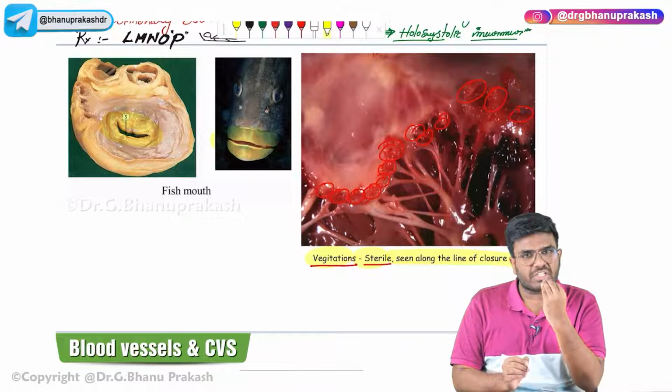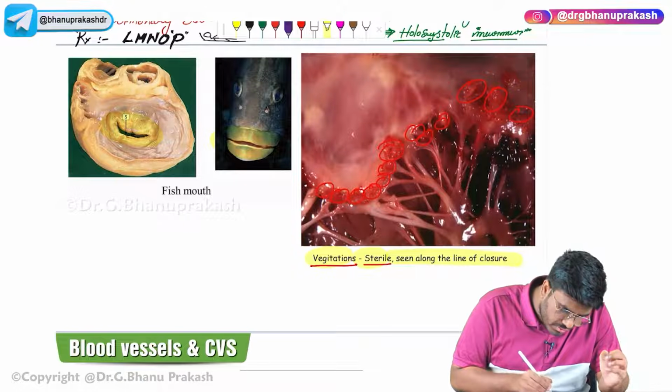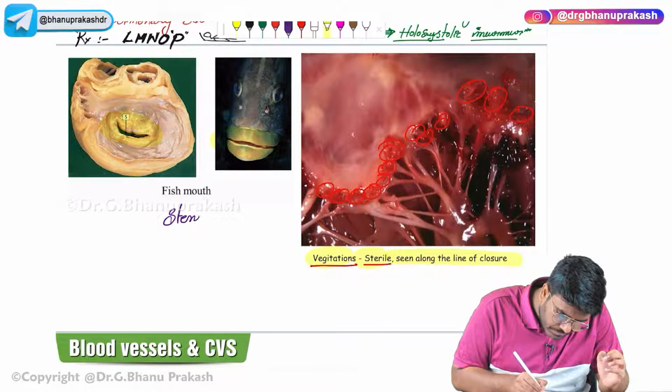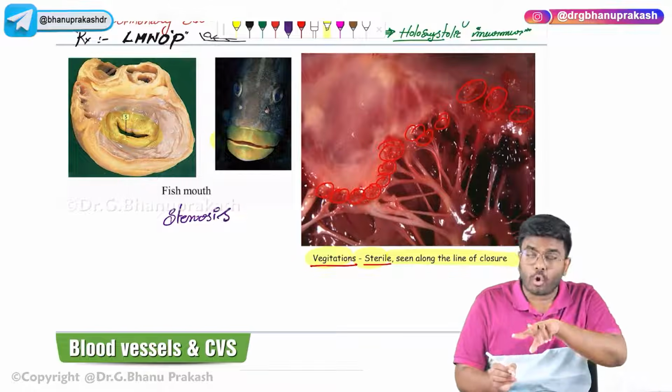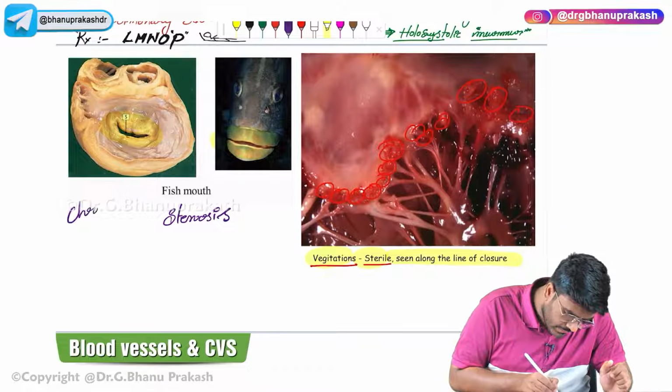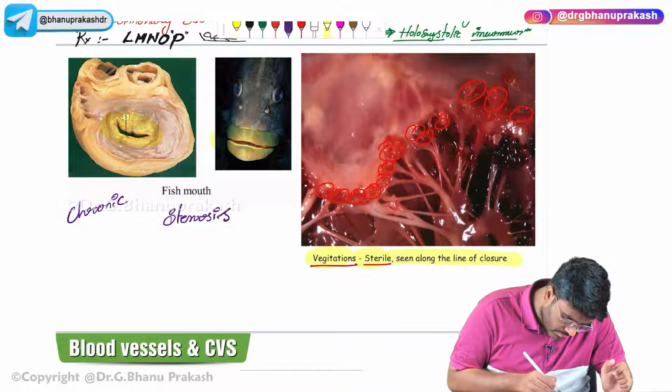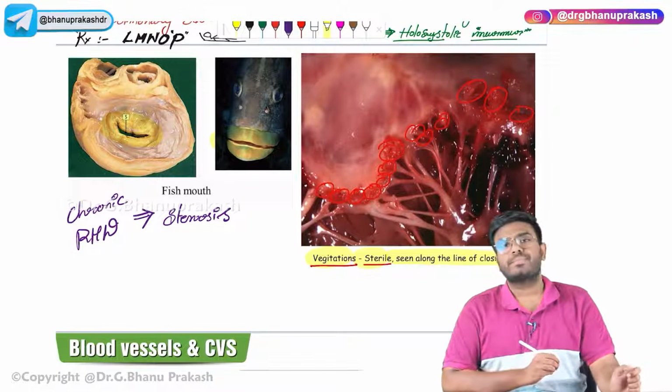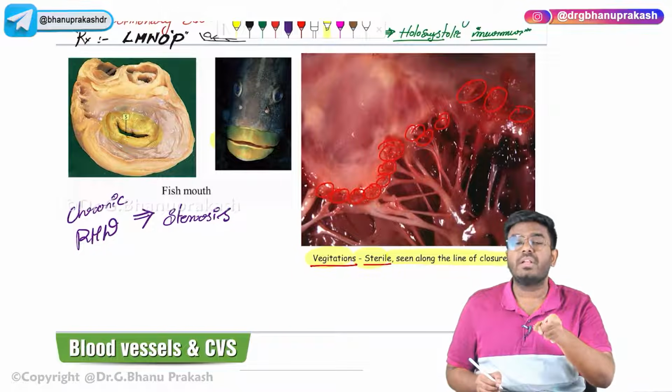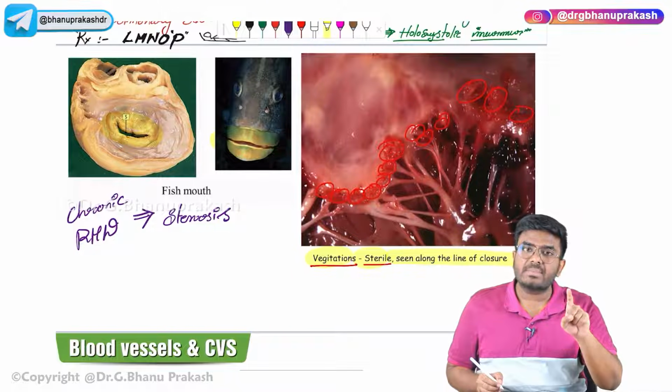It's looking like a fish mouth. It's stenosed. So there is fish mouth stenosis. With time, that is chronic rheumatic heart disease. In chronic rheumatic heart disease, there will be fish mouth stenosis. But in the acute phase, there is mitral regurgitation. In the chronic phase, there is mitral stenosis.